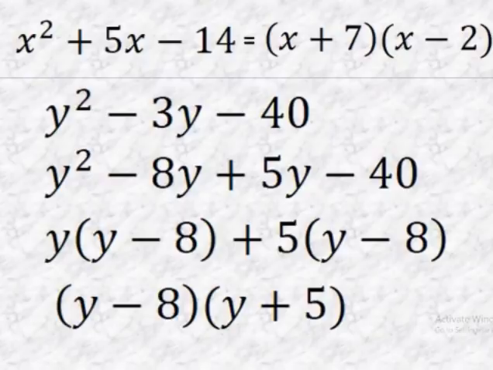Another one, y squared minus 3y minus 40. Think of two numbers whose product is 40 and whose difference is 3: 8 and 5. So the middle term is broken into minus 8y plus 5y, which ultimately factorizes the original polynomial.